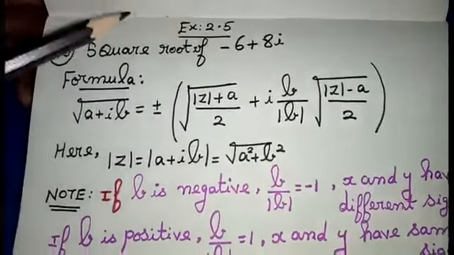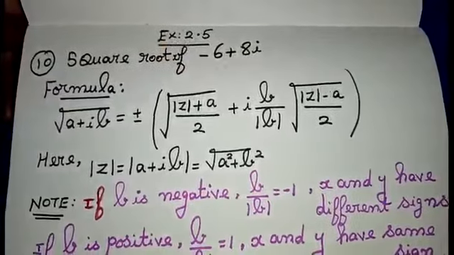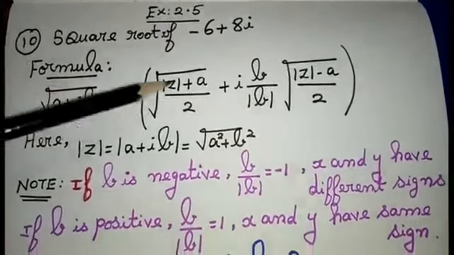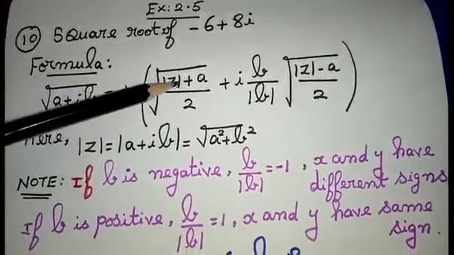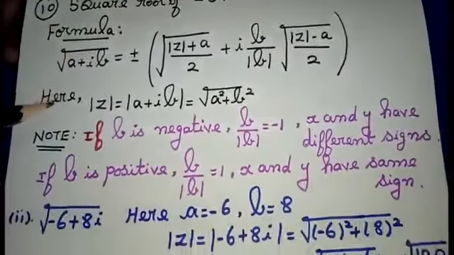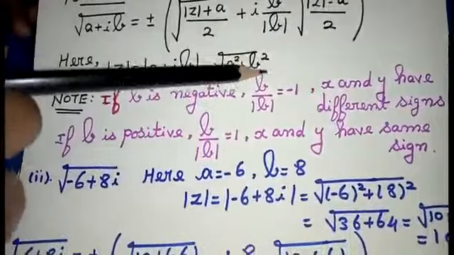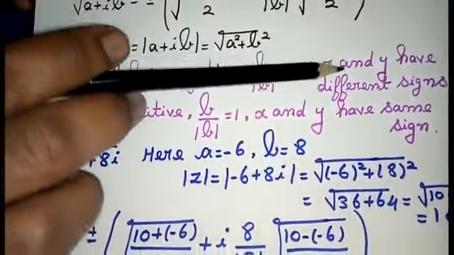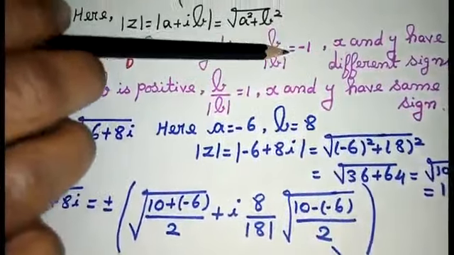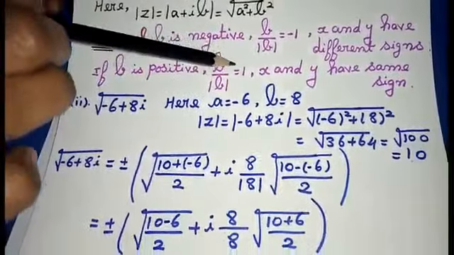Exercise 2.5, 10th sum. They are asking you to find the square root for this particular value. Before that, to find the square root of a complex number, I am going to use this particular formula, students. This is the real part, and plus this is going to be your imaginary part. And in this, you are going to note, if b is negative, then b divided by modulus of b equal to minus 1, then x and y have different sign. The meaning for this one is the final answer you will have different sign, they are telling you.